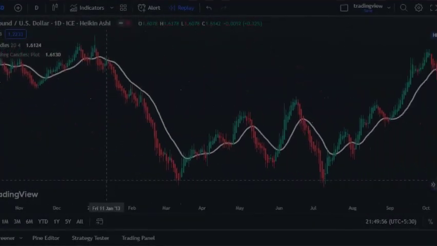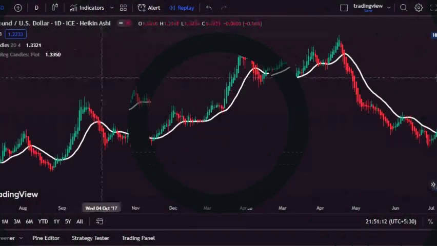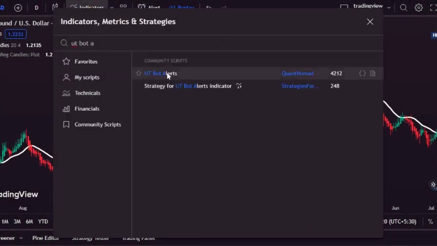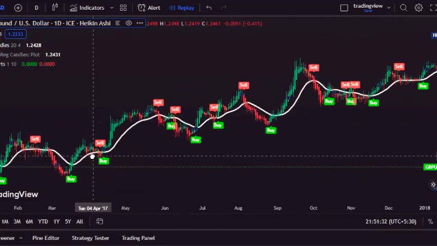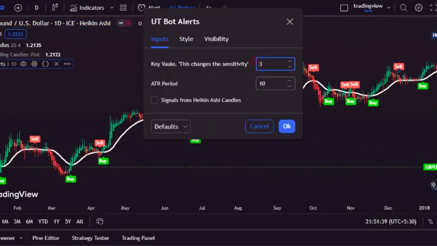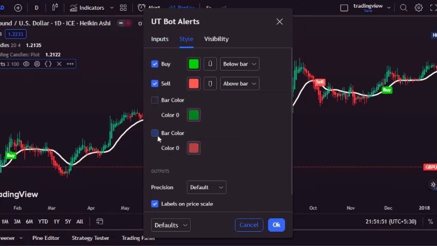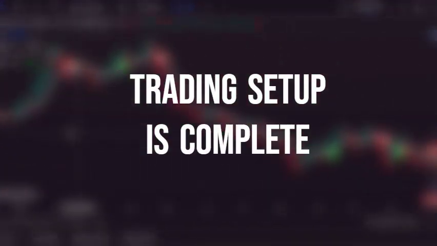Works good, but let's add another indicator to be extra safe. So the last indicator that we are going to use is called UT Bot Alerts. Now change its settings exactly as shown here. Now our whole trading setup is complete.